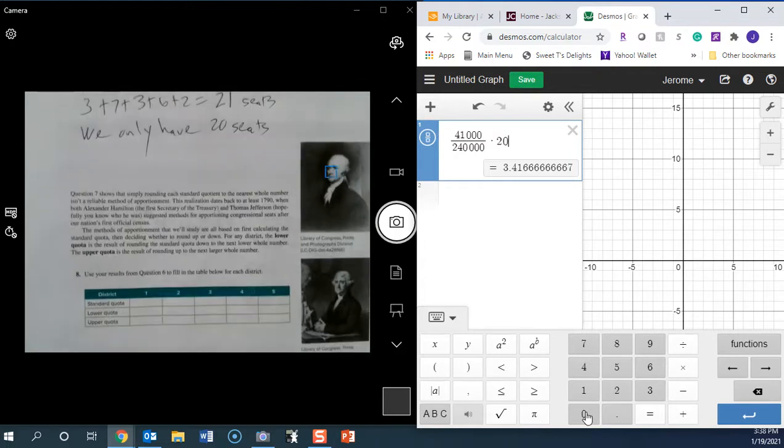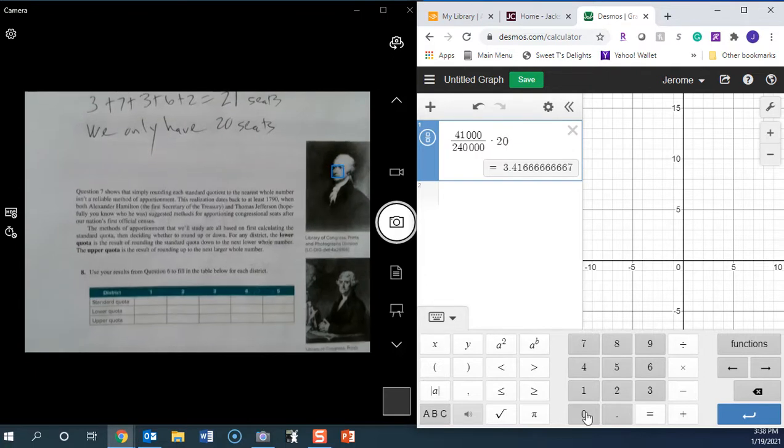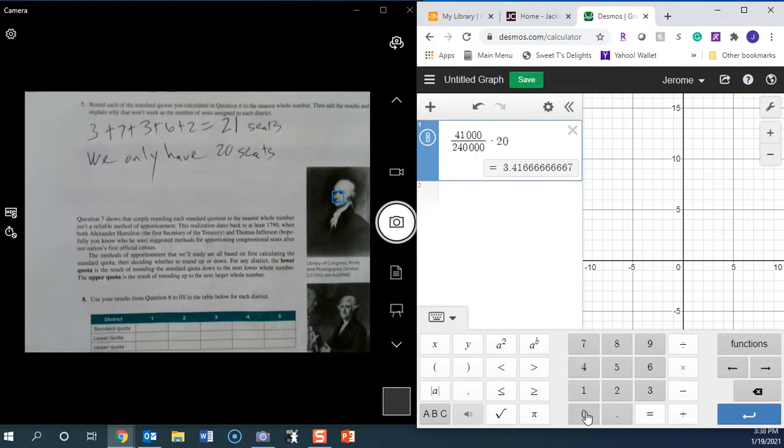So now, this has all been a build up to a few formulas that you need to familiarize yourself with. The first one is called the Hamilton method, and it was made by Alexander Hamilton. It says the methods of apportionment that we'll study are all based on first calculating the standard quota, then deciding whether to round up or down. For any district, the lower quota is the result of rounding the standard quota down to the next lower whole number. The upper quota is the result of rounding up to the next larger whole number.